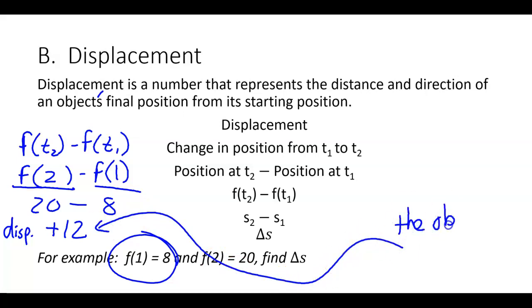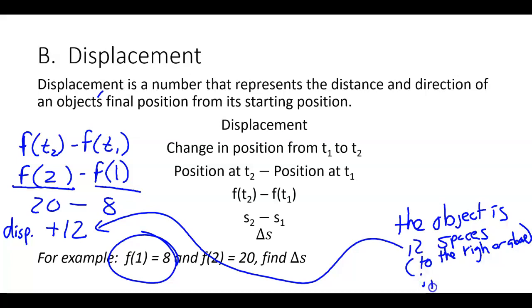So let's write that in English. The object is 12 spaces either to the right or above its starting point. The object is either 12 spaces to the right or 12 spaces above its starting point. No, because usually we only talk about it moving on a horizontal or a vertical axis.